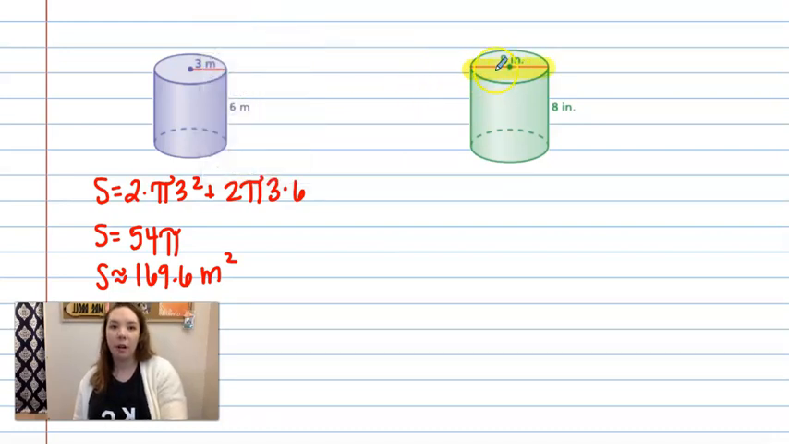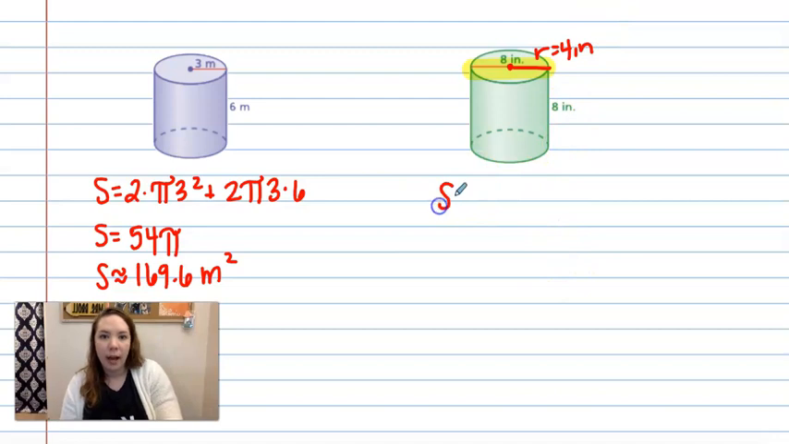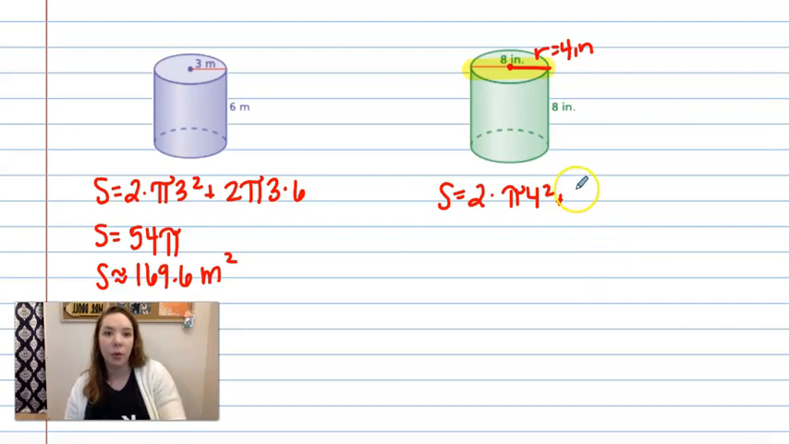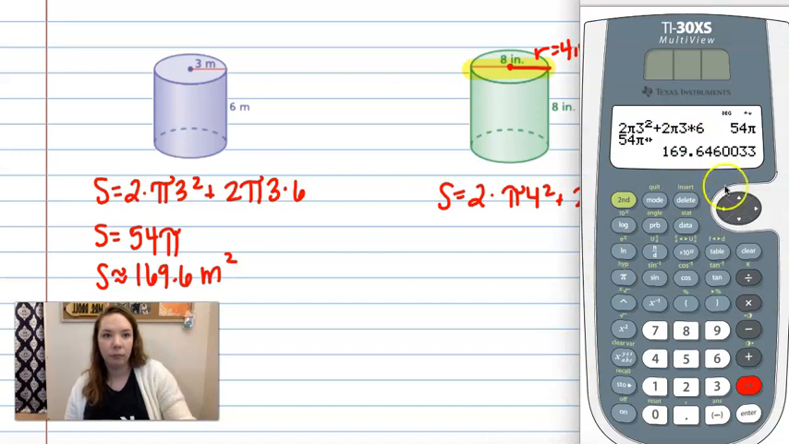Right, on this last one, the tricky part here is they give us diameter. Radius is only halfway across, you have to remember. So my radius is 4 inches. Half of 8 is 4. So I have 2 of my circles, so 2 times pi r squared. Then I need my circumference times height. So we'd have 2 pi r times height. So 2 pi 4 squared plus 2 pi 4 times 8.